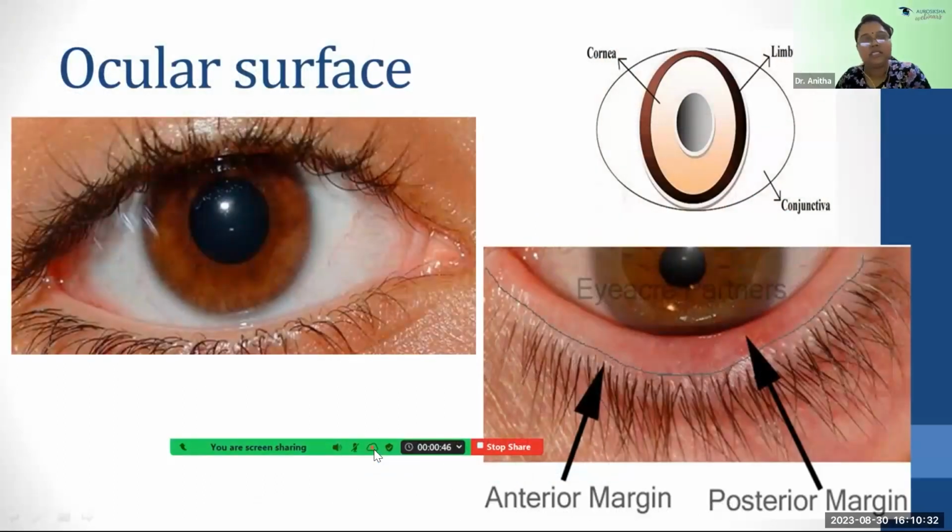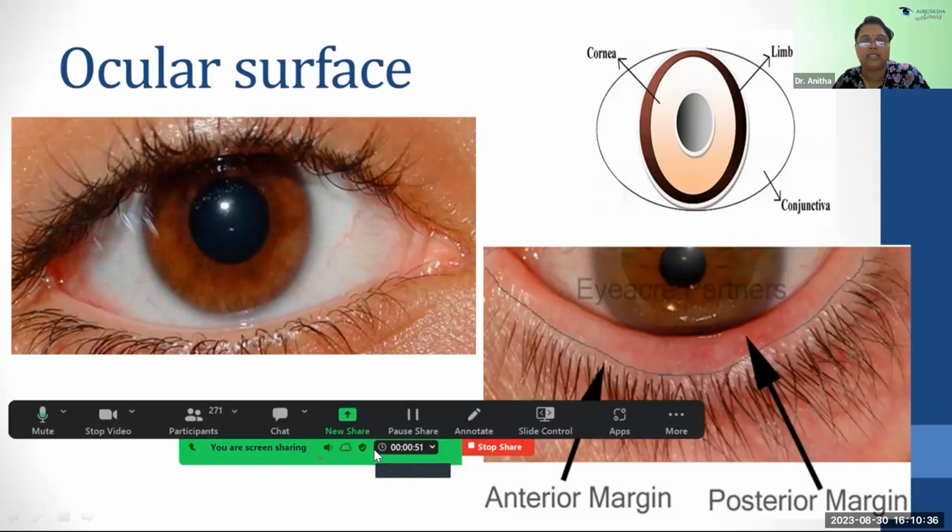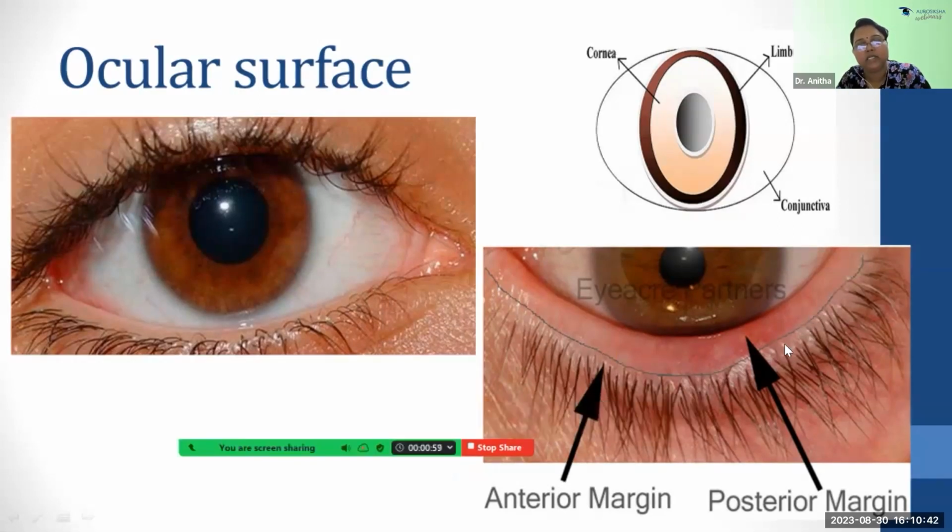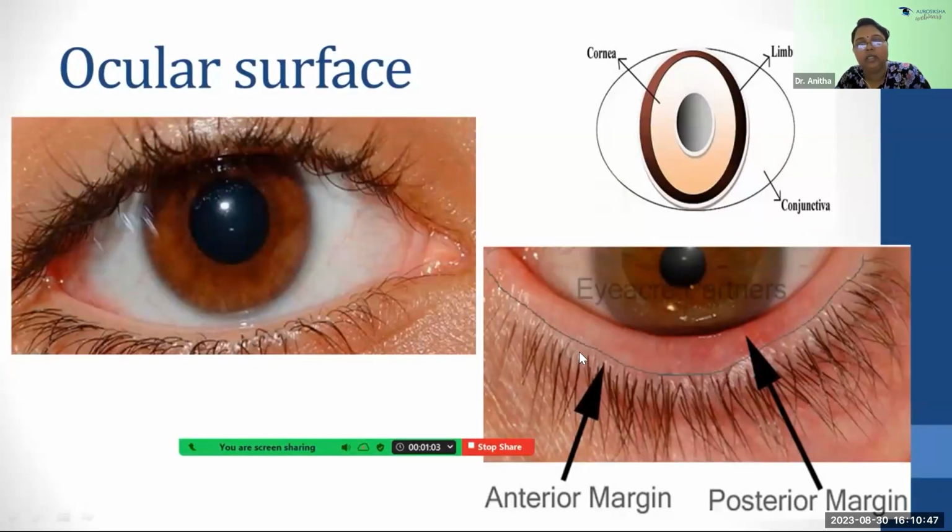The ocular surface means the conjunctiva and the cornea, and also the lid adnexa. By lid adnexa, I mean the lacrimal glands and the accessory lacrimal glands which are there in the fornices. So the lid margin is also important as a part of the ocular surface, because the lid margin is actually divided into anterior and posterior margin by a gray zone.